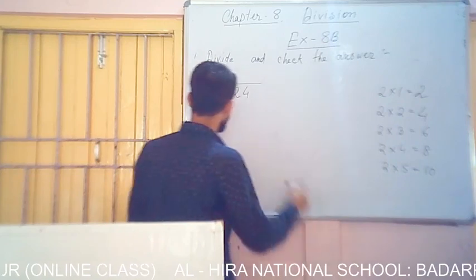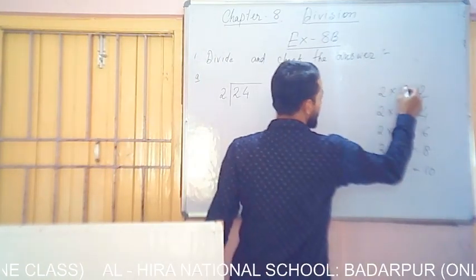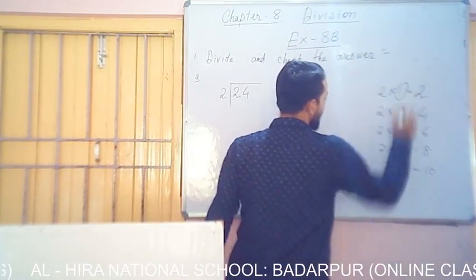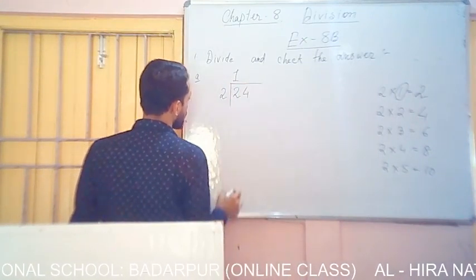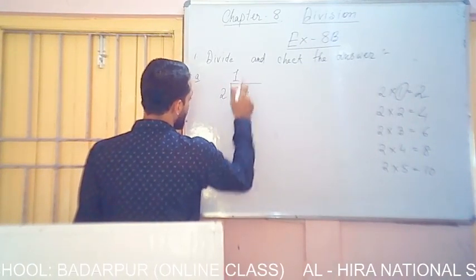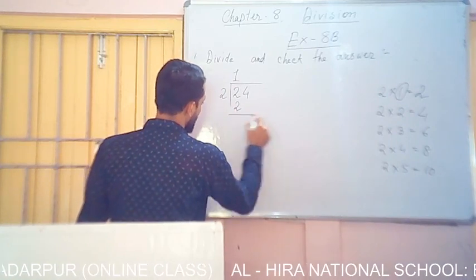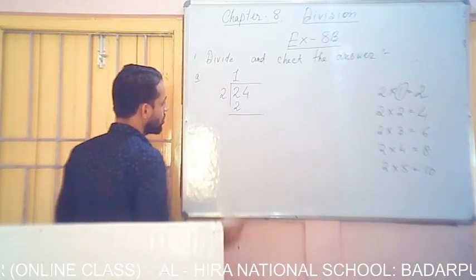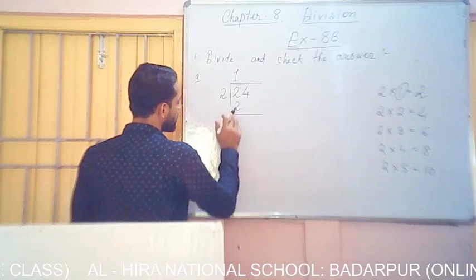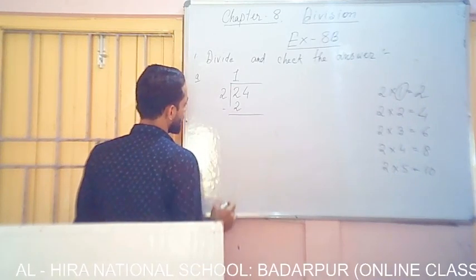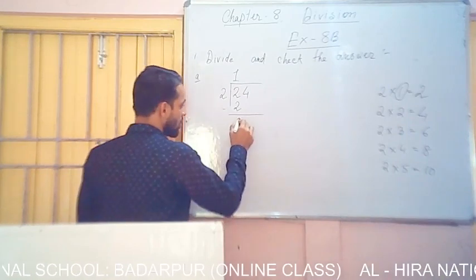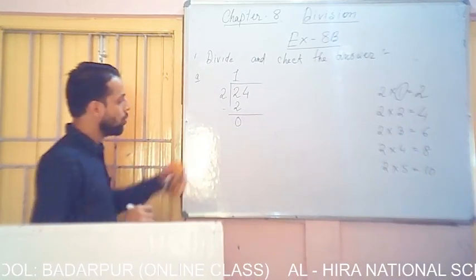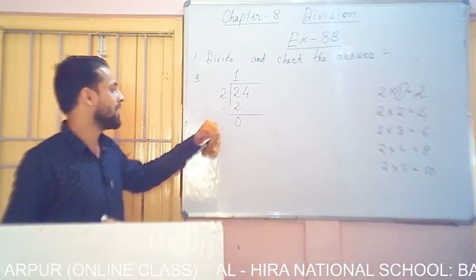Okay, so 2 multiplied by what? 2 ones are 2. That means we are going to write here 2. Now what we have to do? We have to subtract. So if we subtract 2 from 2, we will get 0. That means here we are done with the first step.